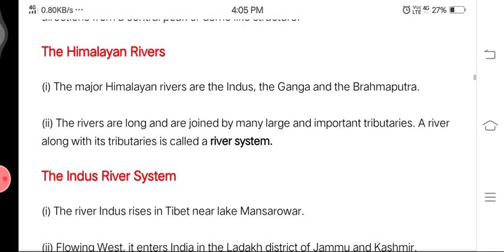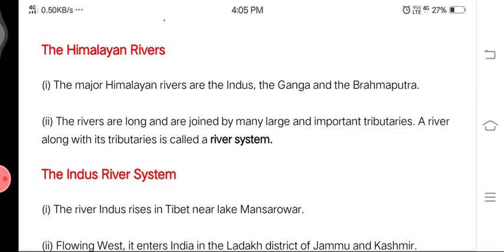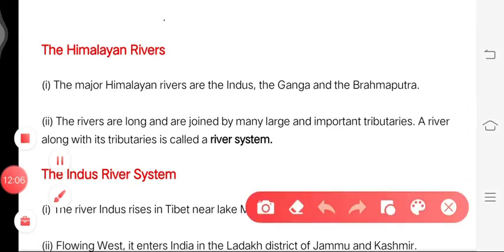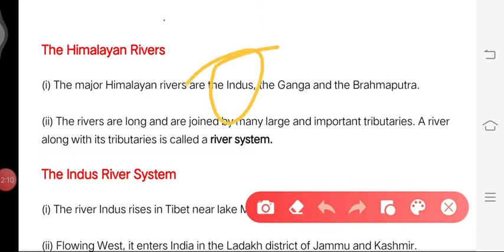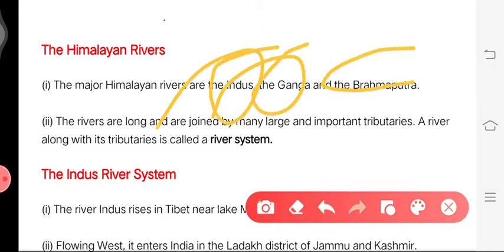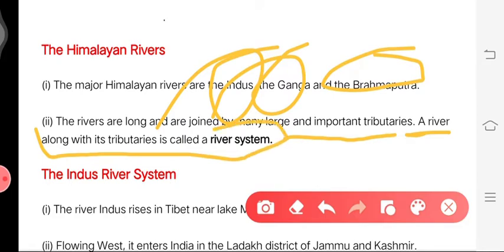Now we talk about the Himalayan river system. The major Himalayan rivers are the Indus River, the Ganga, and the Brahmaputra. These three are the major Himalayan rivers. The rivers are long and are joined by many large and important tributaries. A river along with its tributaries is called a river system.